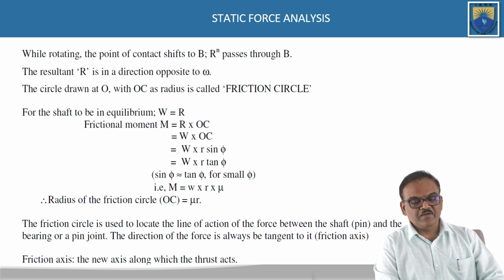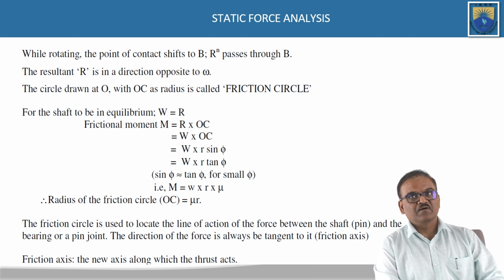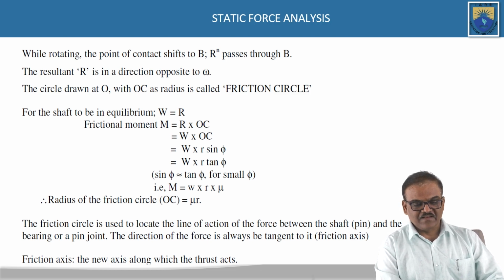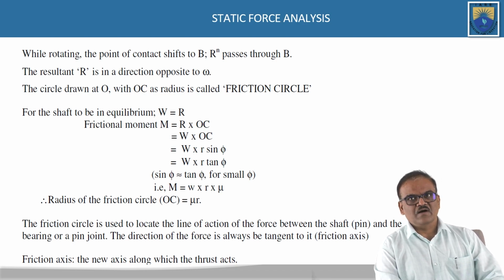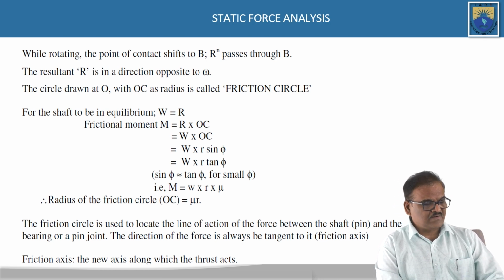while rotating, the point of contact of the shaft is B, and Rn passes through B. The resultant R is in a direction opposite to omega. The circle drawn at O with OC as radius is called the friction circle. For the shaft to be in equilibrium, the weight of the shaft should be equal to R. Frictional moment is equal to R into OC, R is equal to W, so W into OC, where OC is calculated as R sin phi.